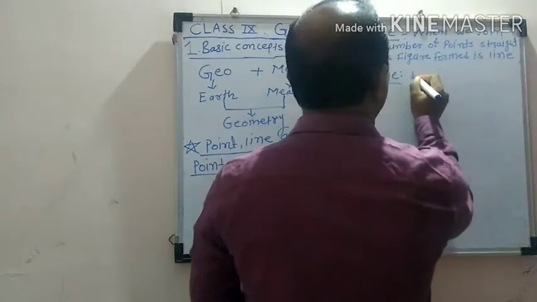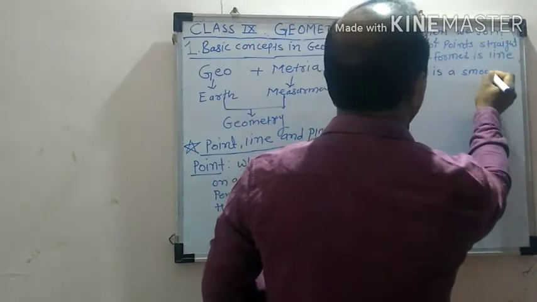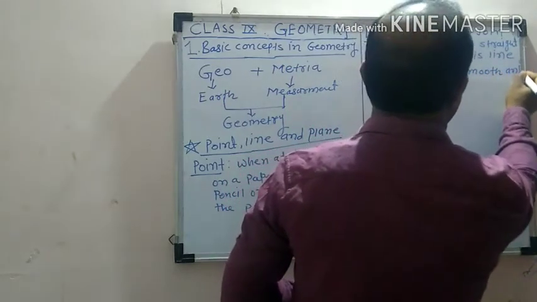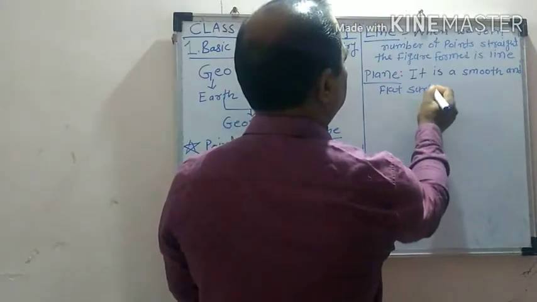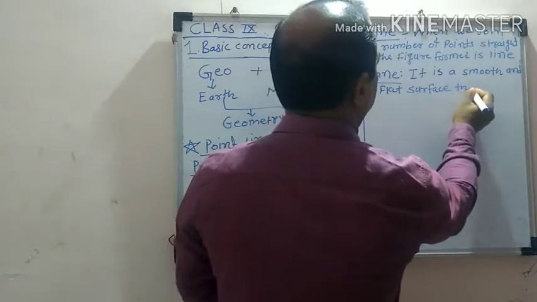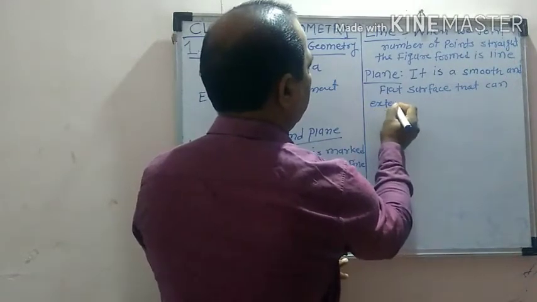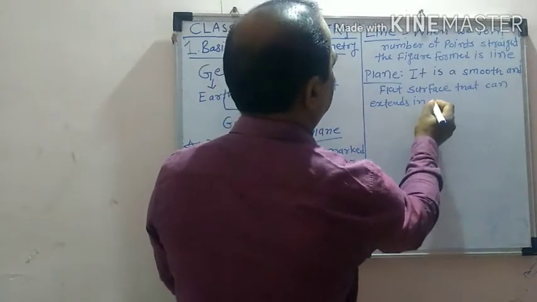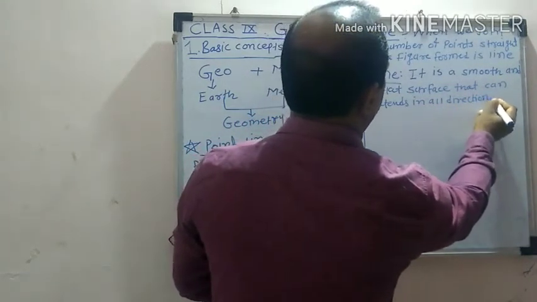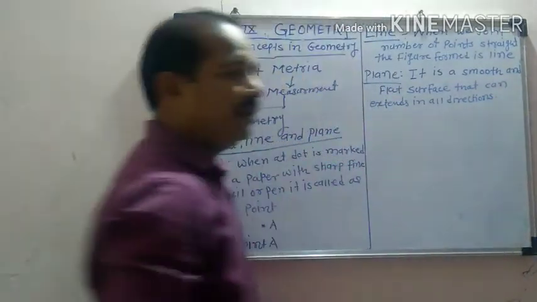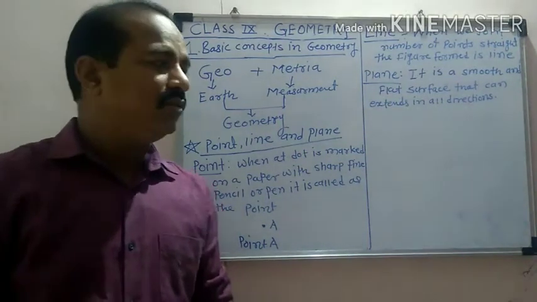Plane means simply what? It is a smooth and flat surface that can extend in all directions. That is the plane. That is the plane diagram you have already seen.